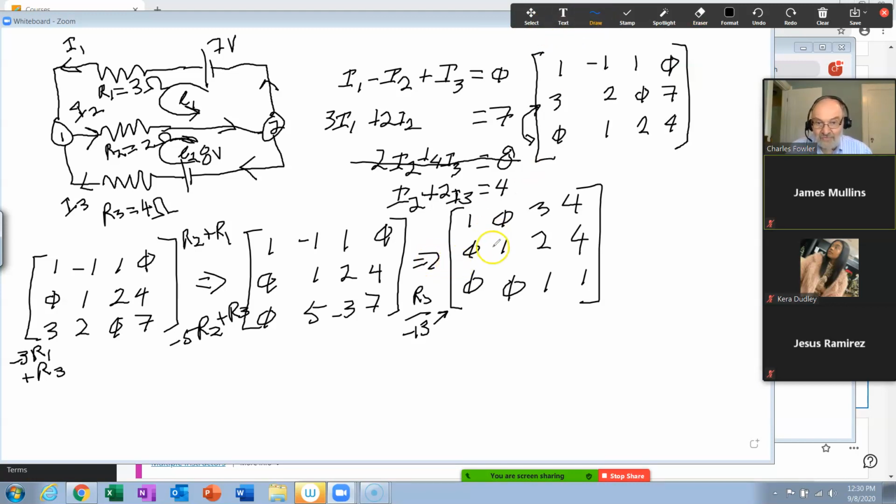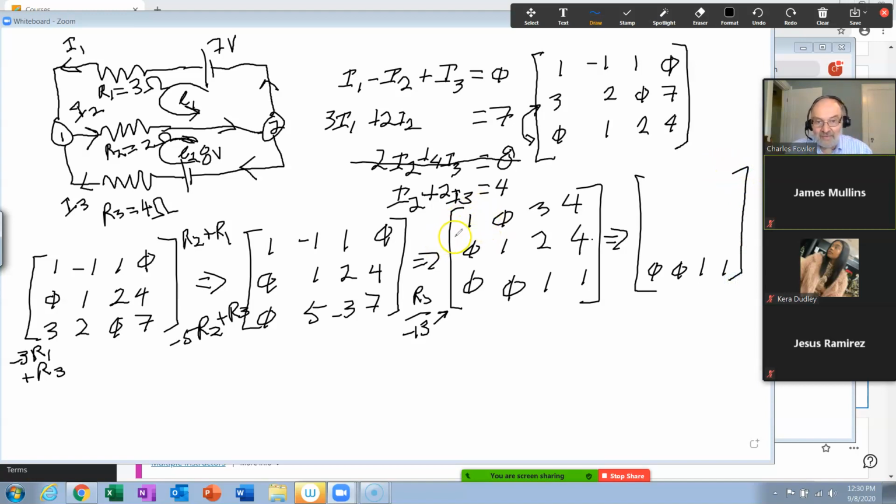Okay. Now, if we're doing Gauss-Jordan, we got our leading 1 there. We got that by dividing by minus 13. Now we want zeros above it. So the next step would be, and by the way, we already know our first answer. I3 has got to be 1. Looks like it anyway.